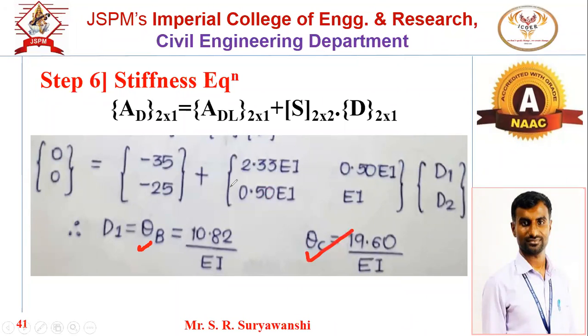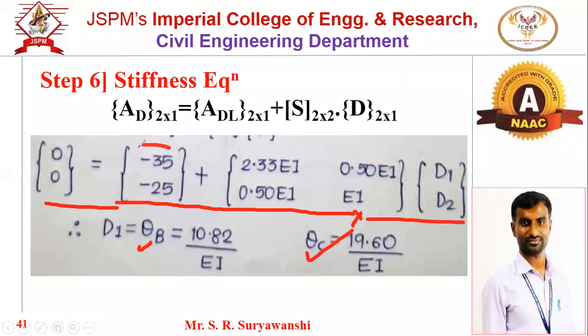Now, if you perform the matrix operation, you will get two equations in two unknowns. The constant terms, if you take them to the other side of the equation, will become plus. Here it will become plus 35 and plus 25. So a 2 by 2 simultaneous equation is there, and you can solve it on your calculator.